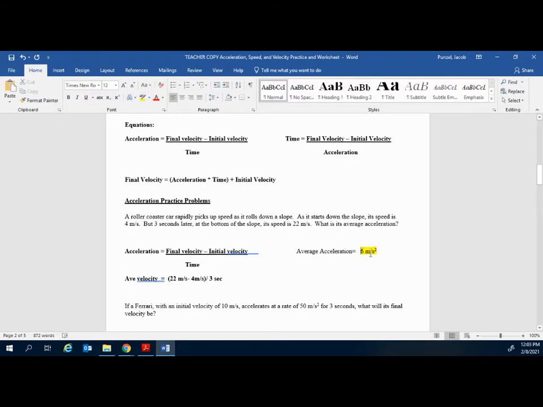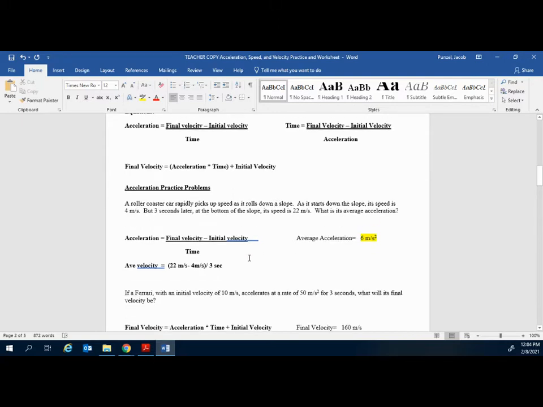Again, like I mentioned, the units do matter here. So this is 6 meters per second squared. We can probably get more into that later, but just for your purposes, acceleration is always going to be some distance divided by a time frame squared.